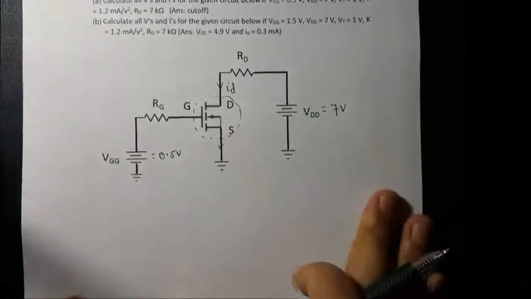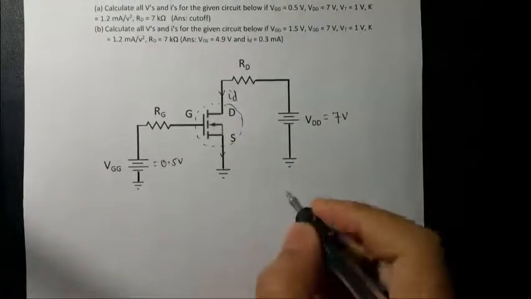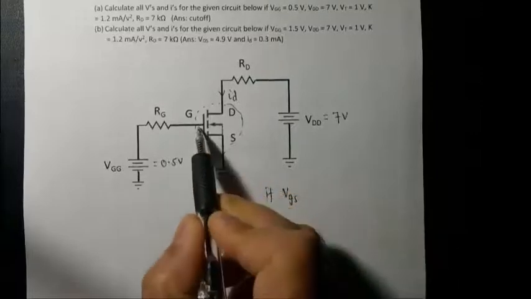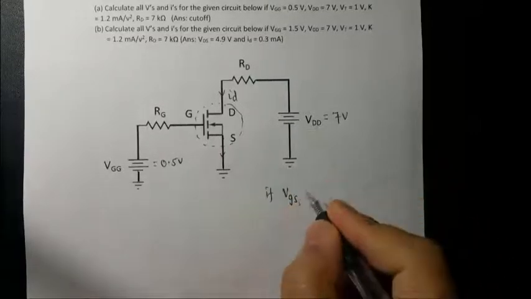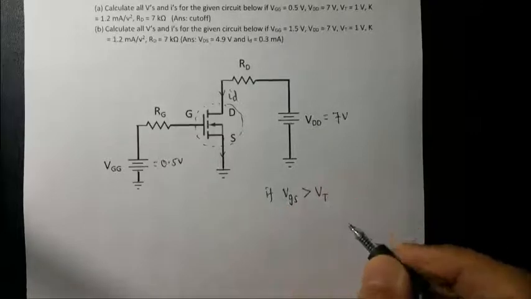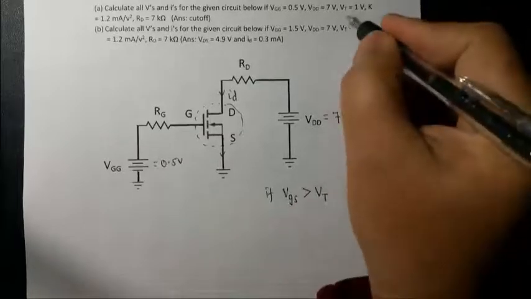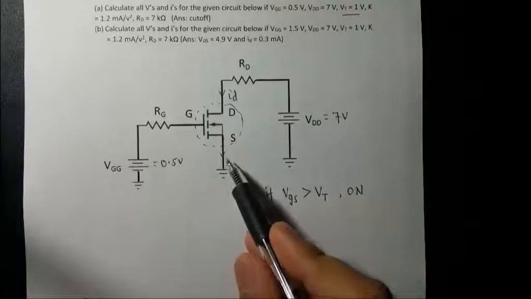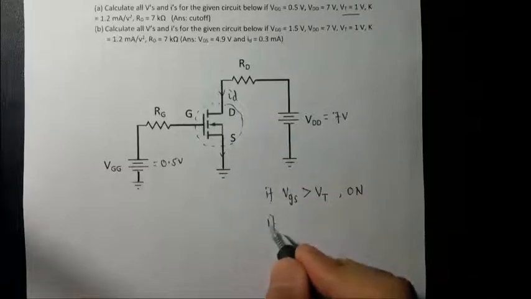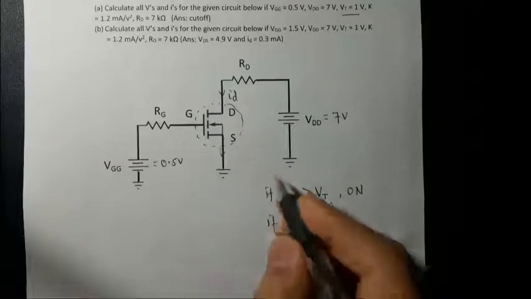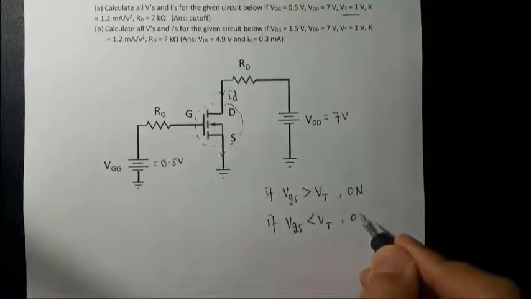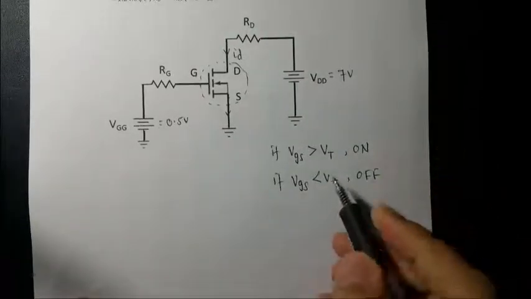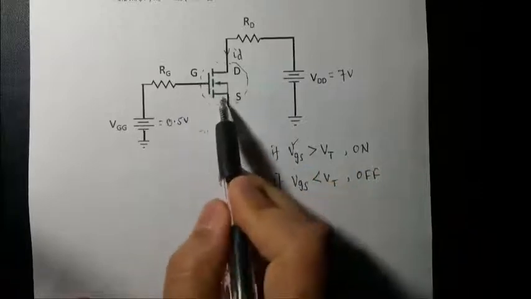So the first thing to know, the most important point, is if the gate source voltage, from here to here, is greater than the threshold voltage, in this case 1 volt, then the transistor will be on. It will turn the transistor on, and then you have some drain current. However, if VGS, the gate source voltage, is less than the threshold voltage, the transistor will not turn on. It will be in the off state. That's the most important point. So we need to check this VGS. What's the gate source voltage here?